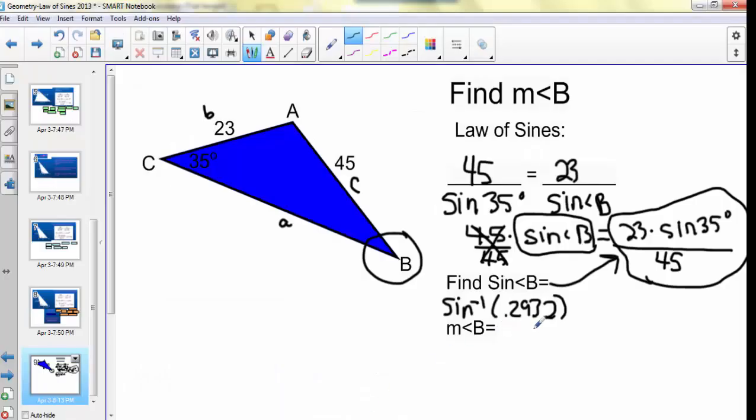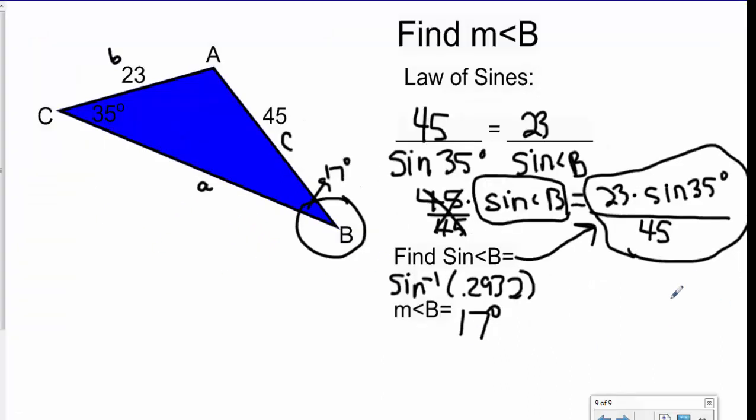Remember, it's an approximation. We can round it to the nearest degree. So this angle is approximately 17 degrees. If you want, you can put this entire quantity with the inverse sine rather than the decimal in your graphing calculator, as long as you know how to use your calculator with correct parentheses to get the measure of the angle. That would just save you an extra step in the process of solving.